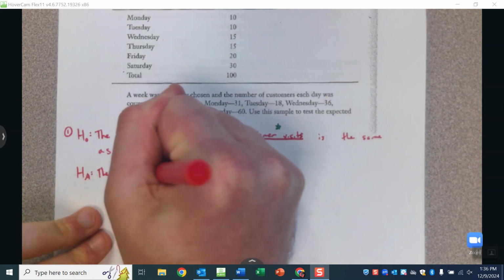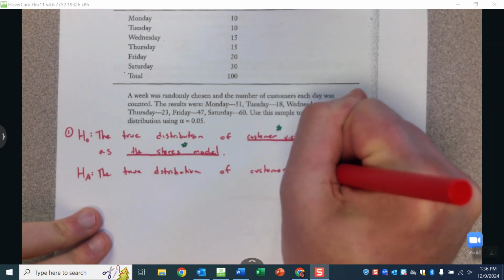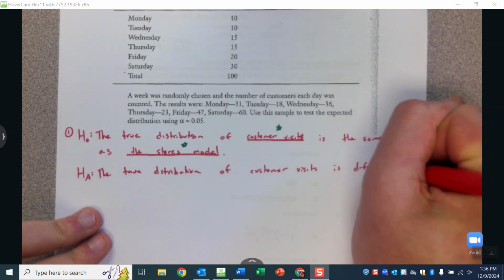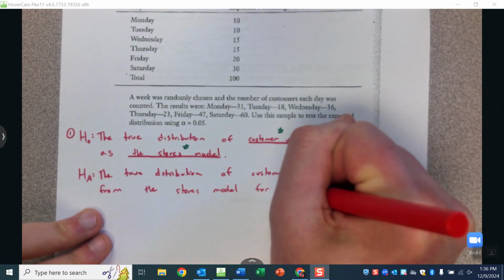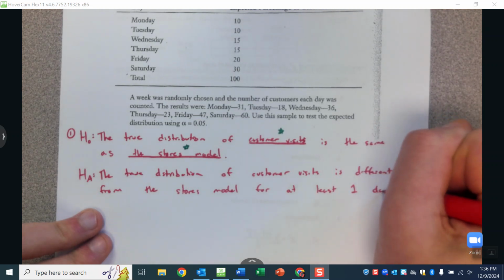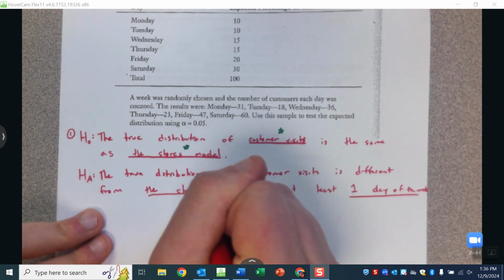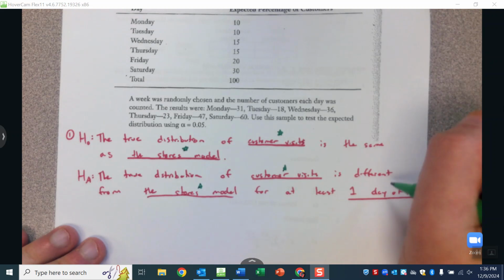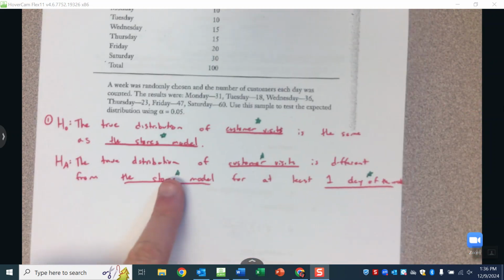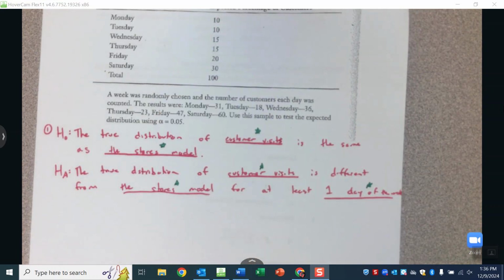So the true distribution of, again, customer visits is different from the store's model for at least one day of the week. And again, the only thing that is going to change is the context, where you got your expectation from. We're saying that it's different from that expectation for at least one of whatever your categories are. So in this case, our categories are days of the week.